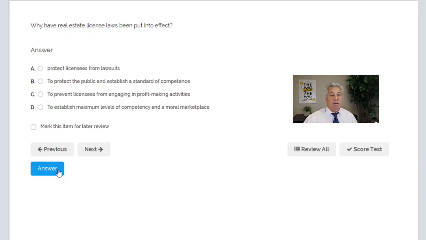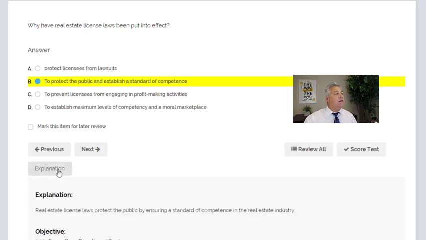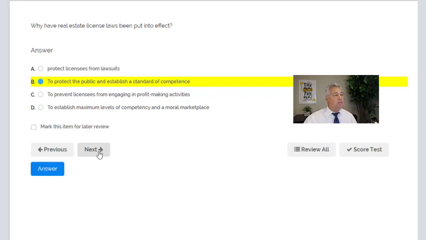If you need more time between questions, feel free to hit that pause button. The answer here is to protect the public and establish a standard of competence. Real estate license laws protect the public by ensuring a standard of competence in the real estate industry. Okay, moving on to our next question.